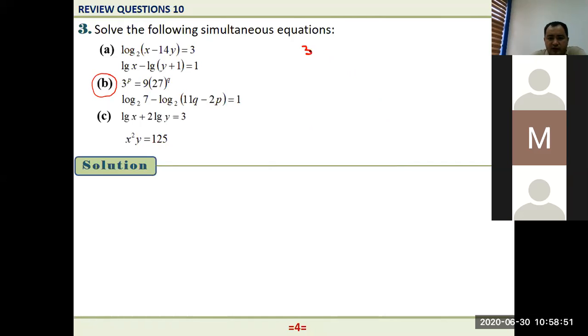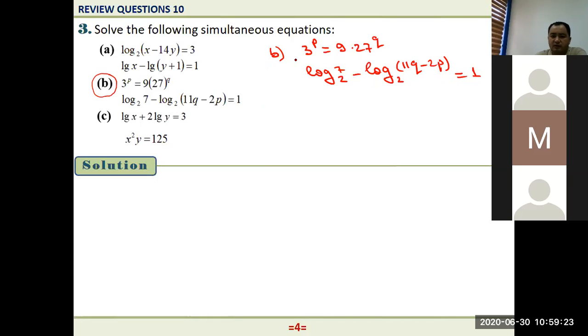What is it? Here we have 3 to the power P, right? And on the right hand side, we have 9 times 27 to the power Q. The second equation is logarithm of 7 to the base 2 minus logarithm of 11Q minus 2P to the base 2. On the right hand side, we have 1. Okay, we have to solve this.